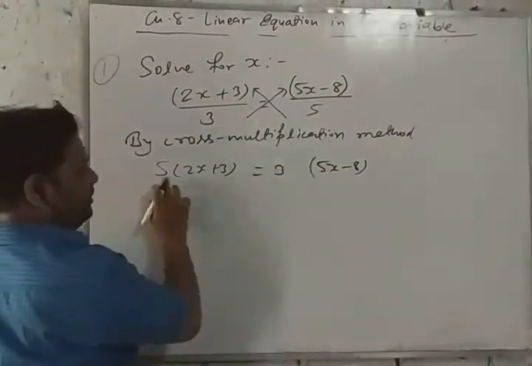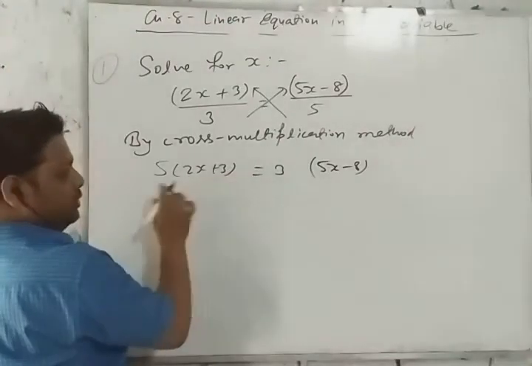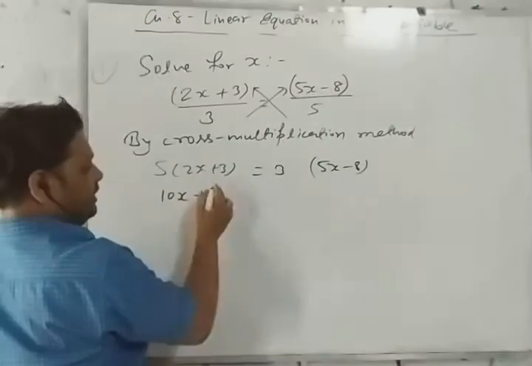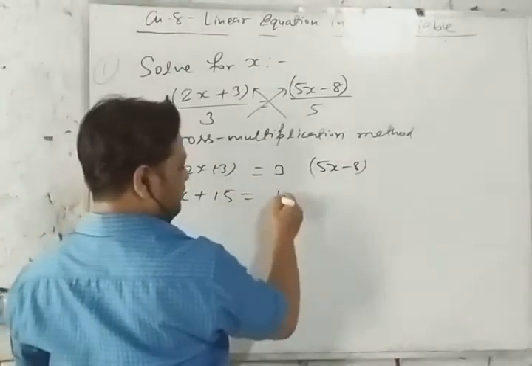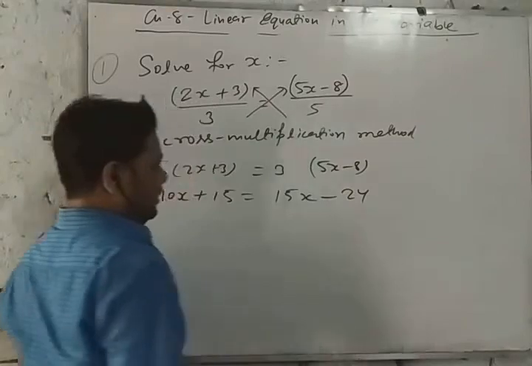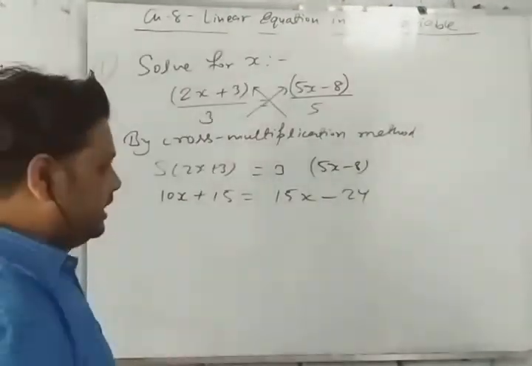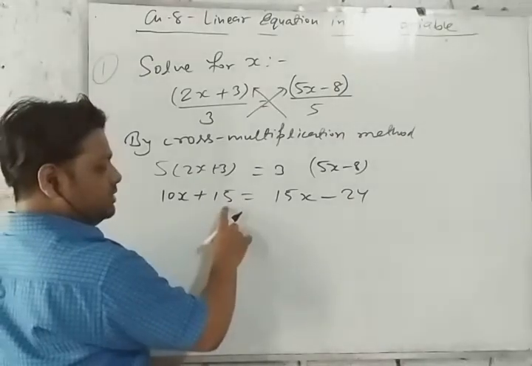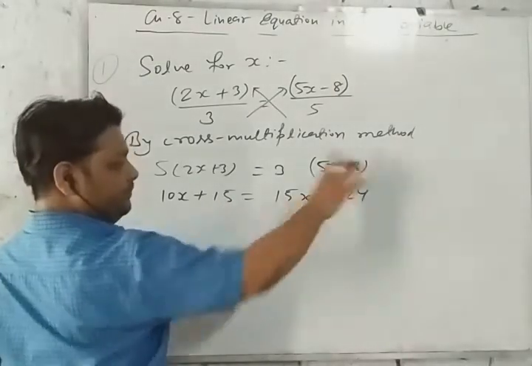Okay. Now at first distribute. 5 twos are 10x plus 5 threes are 15. Then 3 fives are 15x minus 3 eights are 24. Now by transposition method, all variable we have to keep in LHS, and all constant term we have to keep in RHS.